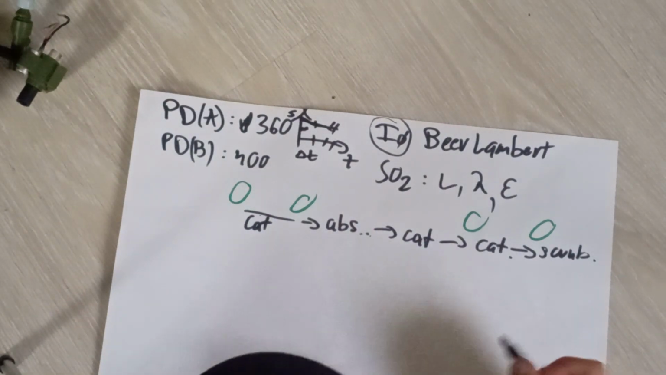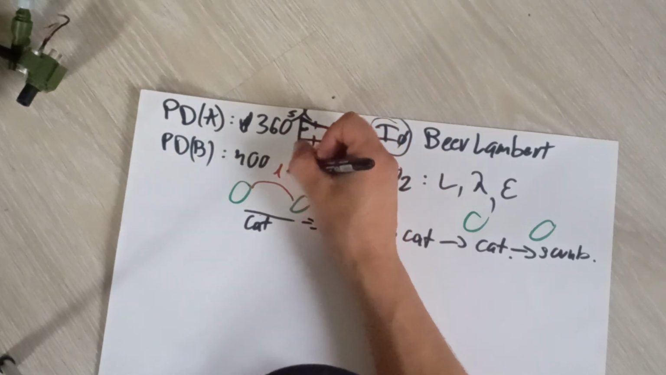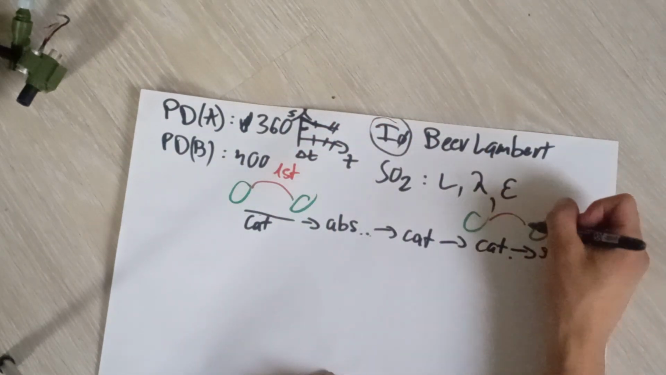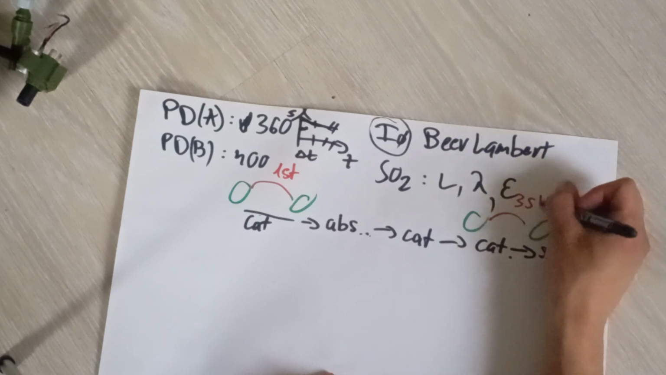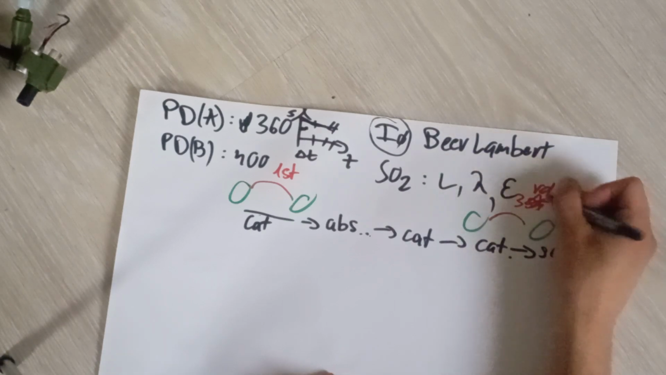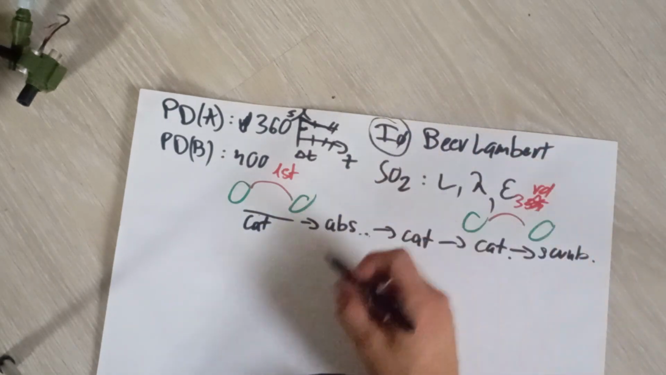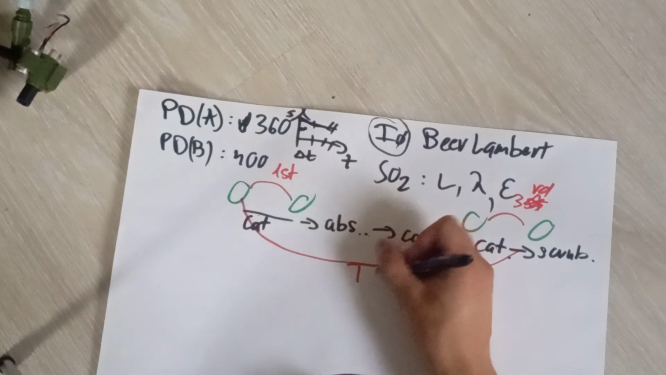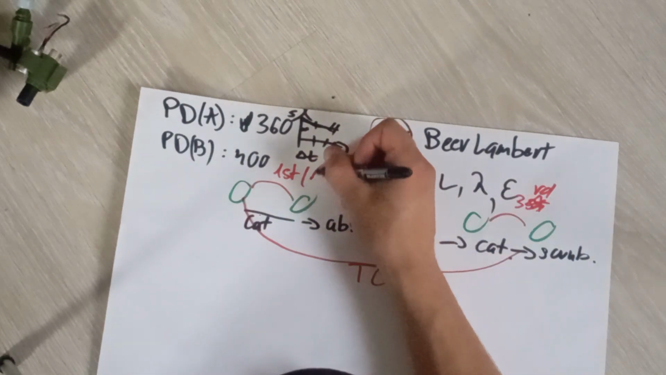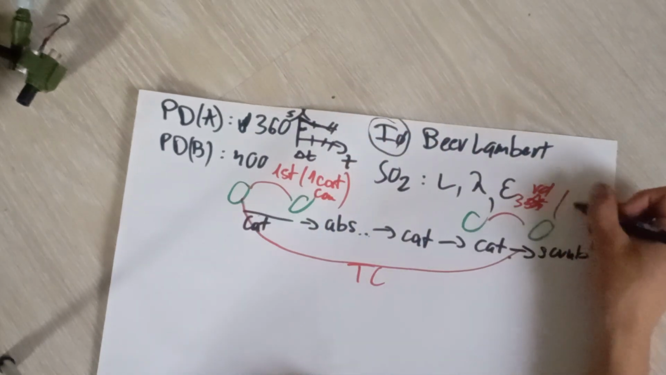Based on these two, we can calculate the first stage. Based on these, we can calculate the last stage. This is, let's say, the third stage. And based on these two, we can calculate the total conversion. This is the first cut conversion. This is the last conversion.